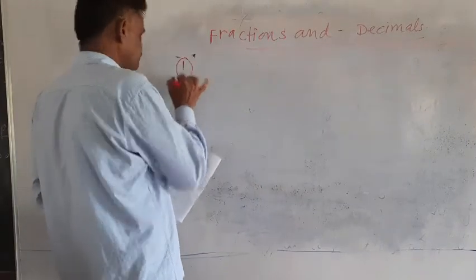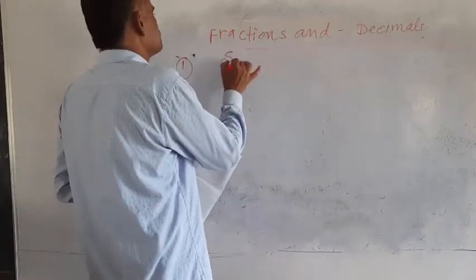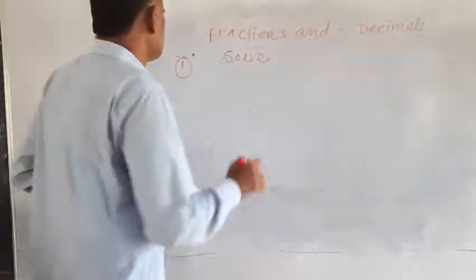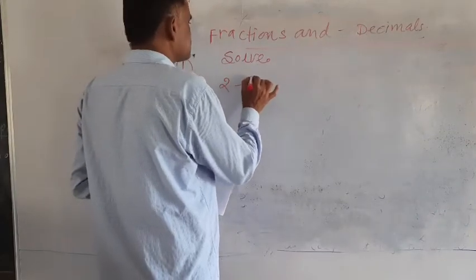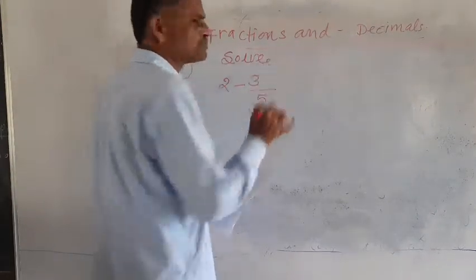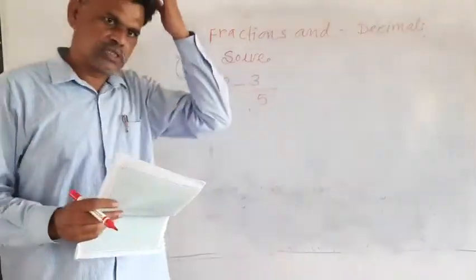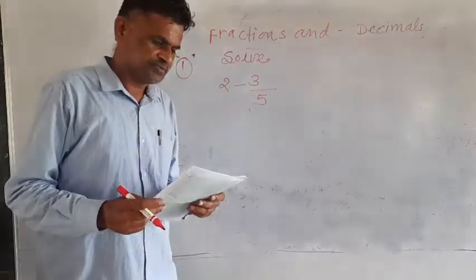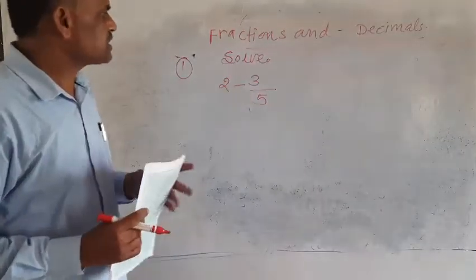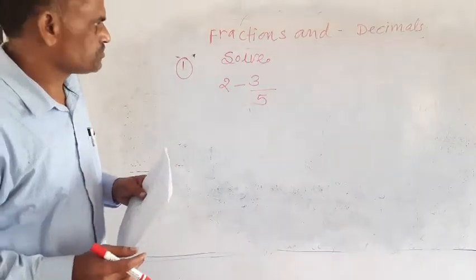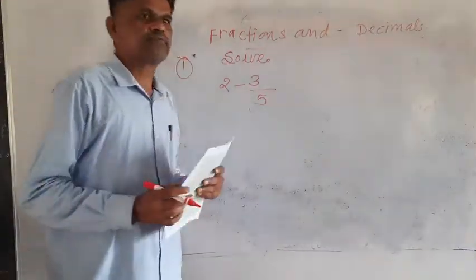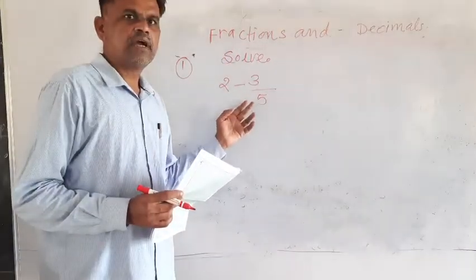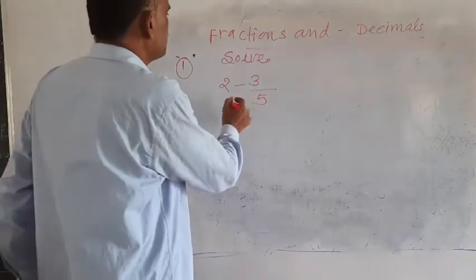First one, solve: 2 minus 3 by 5. Here 2 is a whole number and 3 by 5 is a fraction. And for the subtraction of these two numbers, we can multiply 2 and 5 by cross multiplication.